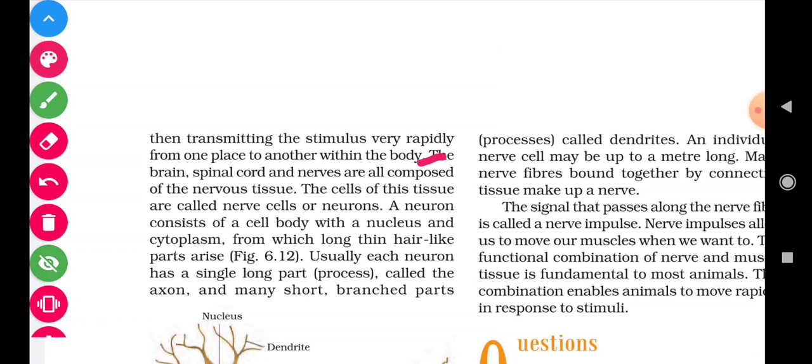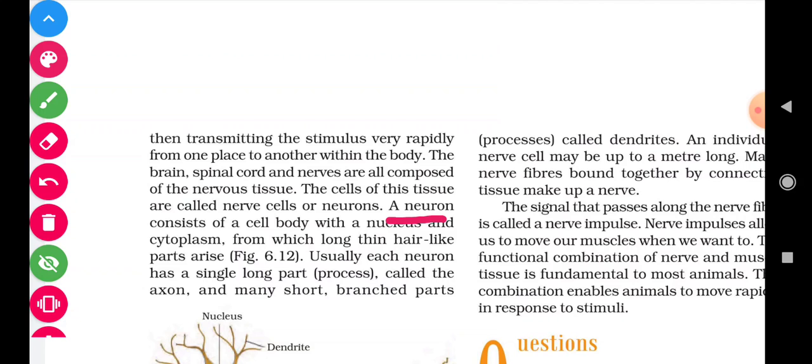The brain, spinal cord, nerves are all composed of the nerve tissue. And the cells of this tissue are called nerve cells or neurons. I hope that you studied about this nerve tissue in 8th standard also. There is no specific information given about the nerve tissue in both the 8th and 9th standard. In 10th standard you will study about this in great detail. So the cell of the tissue is called the neuron.